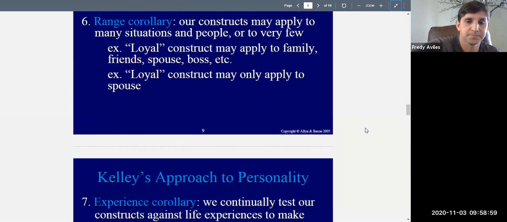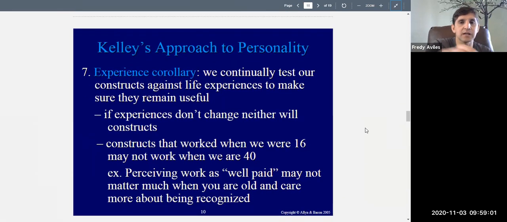That's what that says. The experience corollary. I said this already, but it's called the experience corollary. It says we continually test our constructs against life experiences to make sure they remain useful. So as we grow and learn and we experience new things, we continue testing our predictions, testing our thinking, our hypotheses. And we test them to see if they still work.